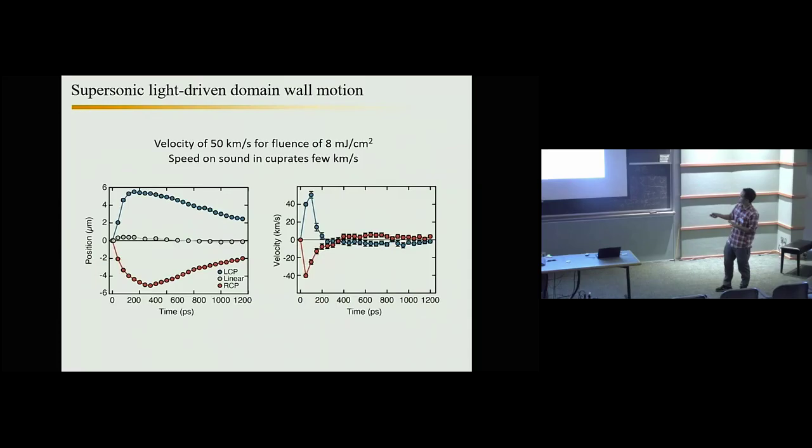Okay, so anyways, you can quantify all this. You can plot positions versus time and then derive velocities from that. And with a fluence of about 8 millijoule per centimeter squared, we're achieving domain wall velocities of about 50 kilometers per second, which is very fast. The speed of sound in cuprates is about an order of magnitude smaller, and this is really approaching magnon velocities, a little bit shy of Fermi velocities.